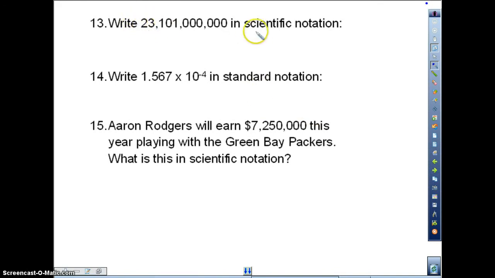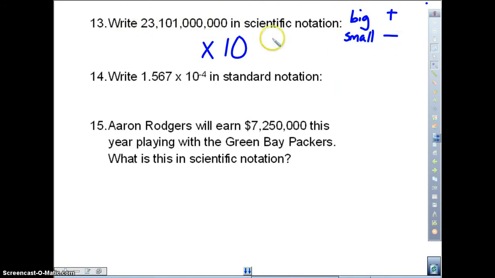Write this number in scientific notation. Well, scientific notation is some factor times powers of 10. Is this a big number or a small number? Because if it's a big number, meaning a number bigger than 1, your exponent on your power of 10 is positive. If this is a decimal between 0 and 1, I'm going to call it a small number, your exponent is negative. Well, that's a big number, so my exponent here is positive.